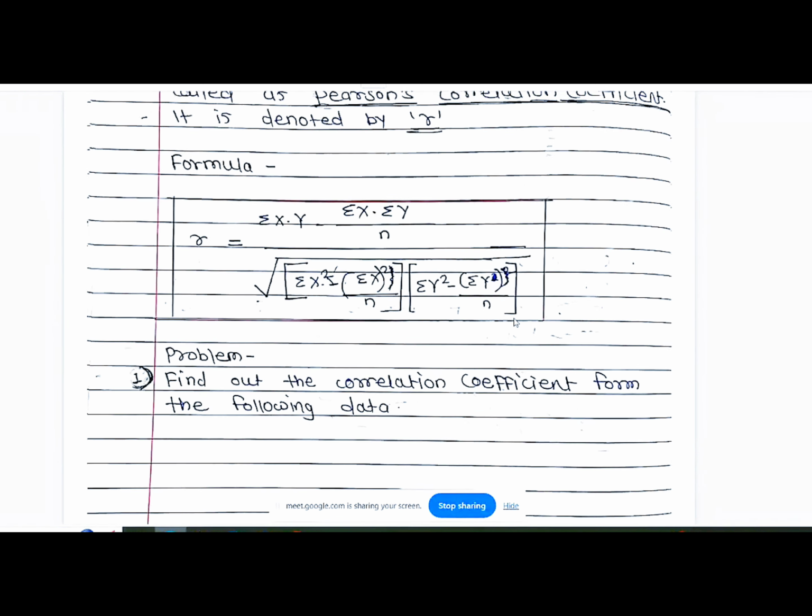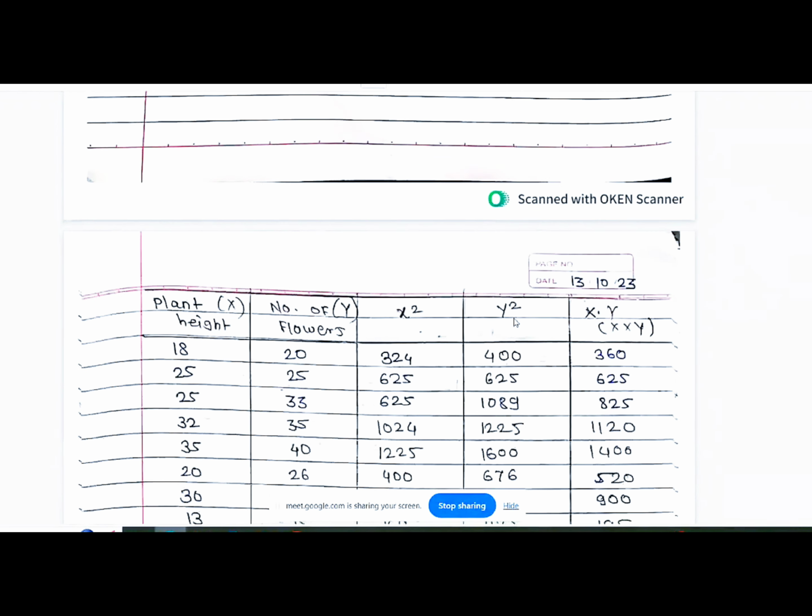Now the problem is, find out the correlation coefficient from the following data.